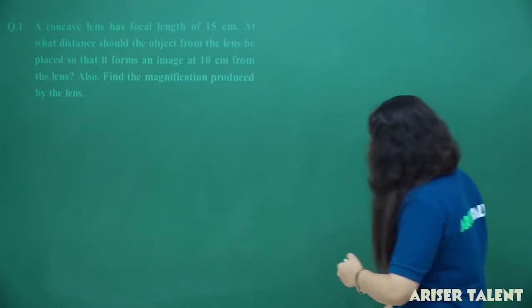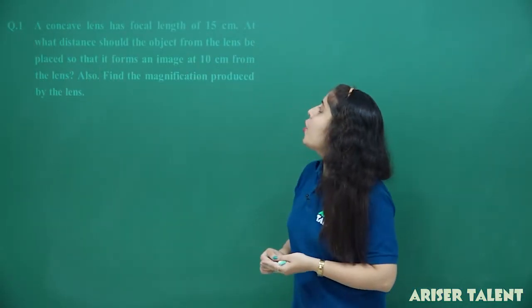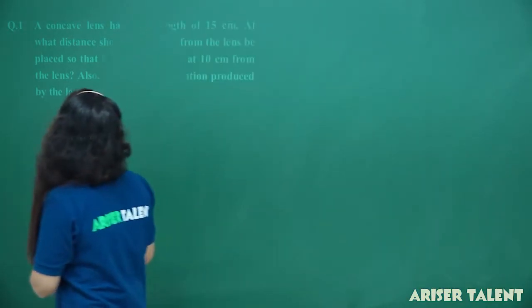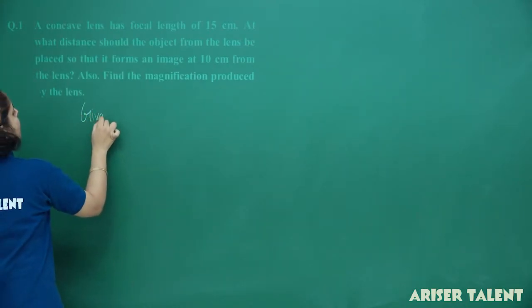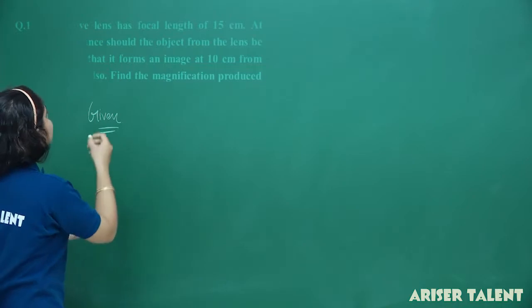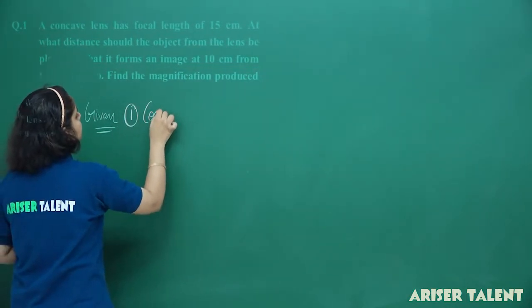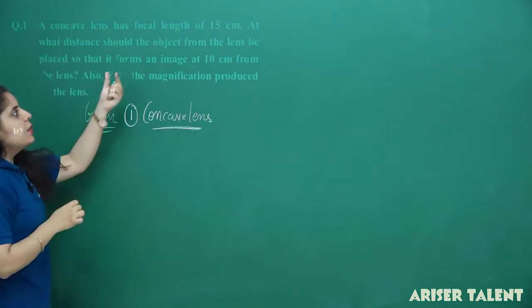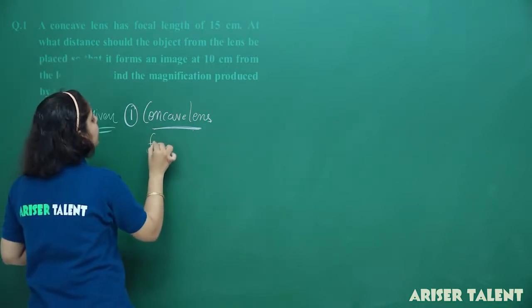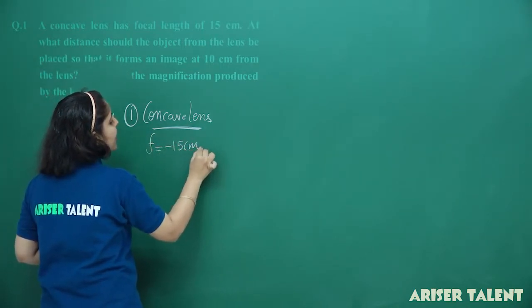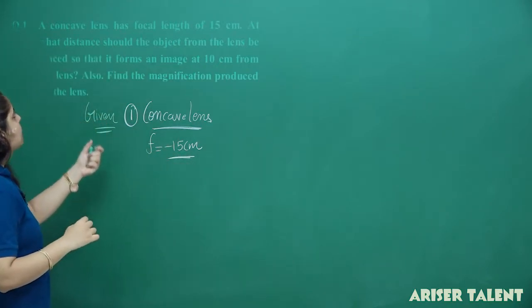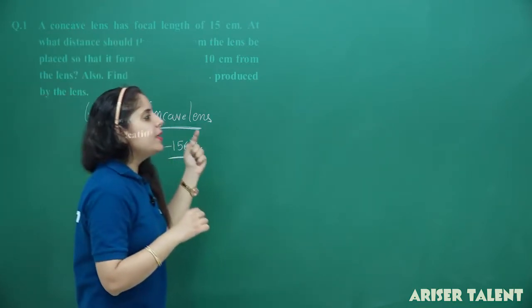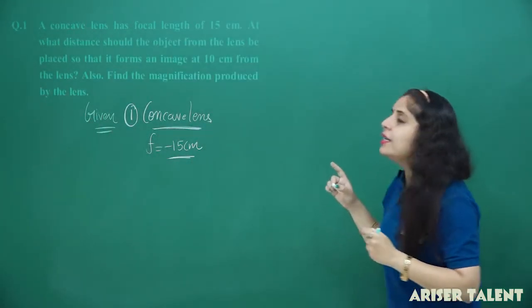Now let's see what the first example is showing. A concave lens has a focal length of 15 centimeter. So firstly, I am writing the given conditions here. What is given in the question? The first thing is you are given a concave lens. The focal length is 15 centimeter. It means f will be minus 15, because the focal length in case of a concave lens will be the negative one. What distance should the object be from the lens so it is forming an image at 10 centimeter from the lens?